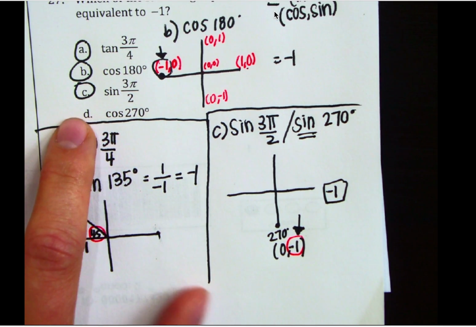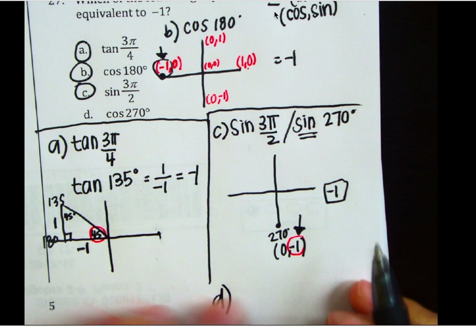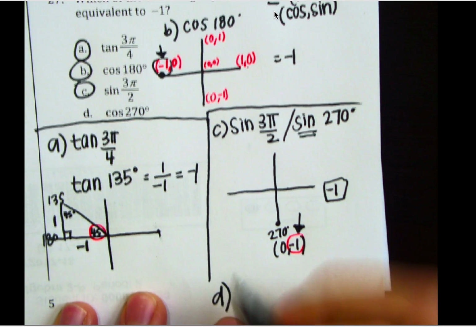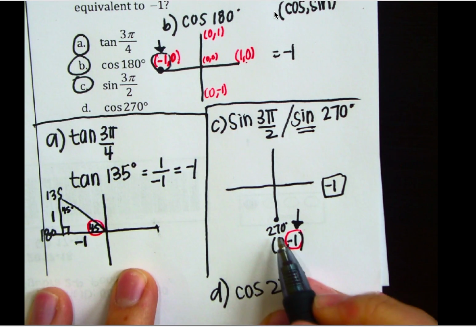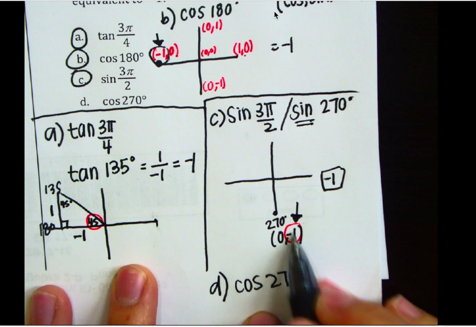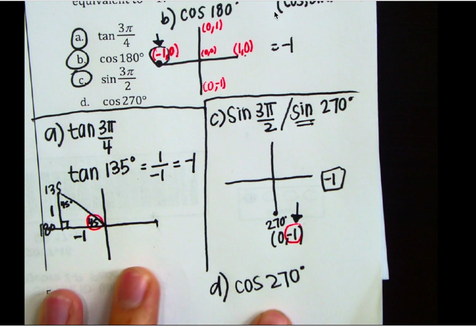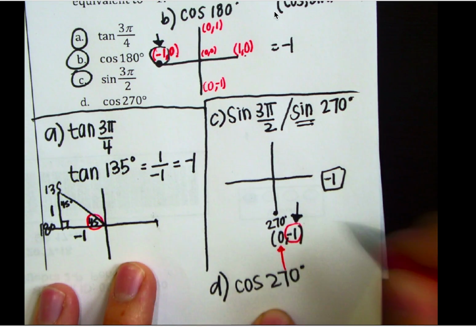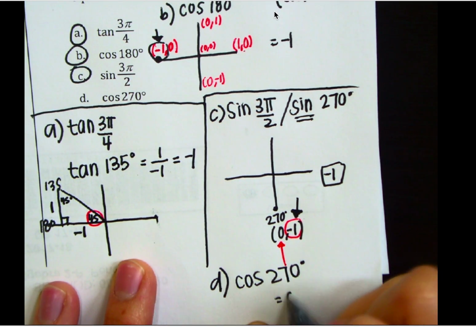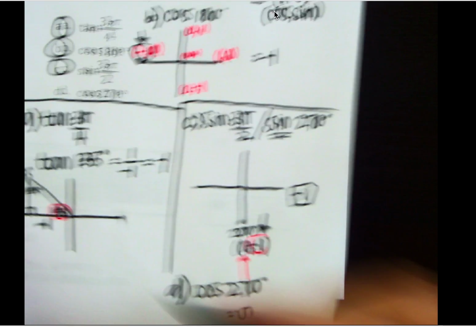Okay, so for part D, I'm just going to go ahead and look at what we drew in part C because part D asks us for cosine of 270 degrees. So if we look right here, we already have an ordered pair right here for 270. Cosine would be our x value. So cosine of 270 is equal to 0. So that's not going to be our answer.